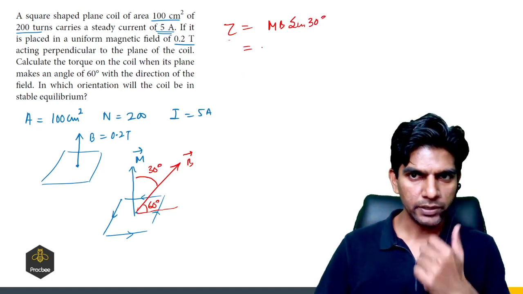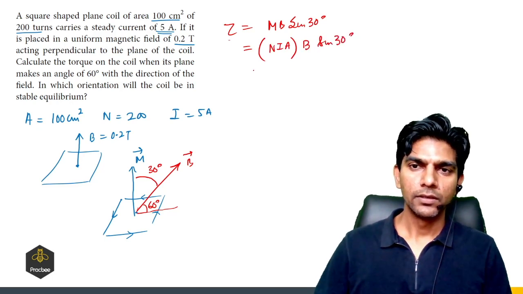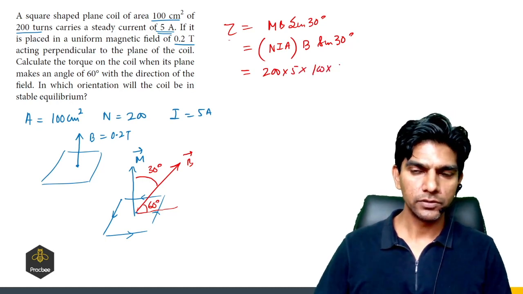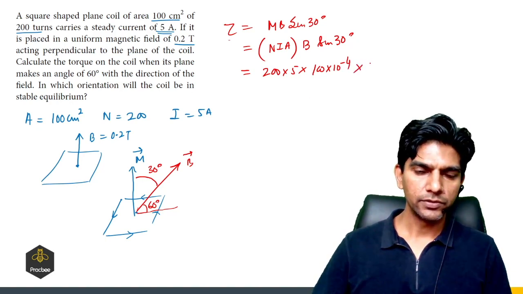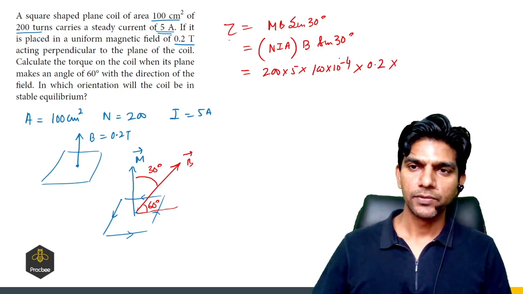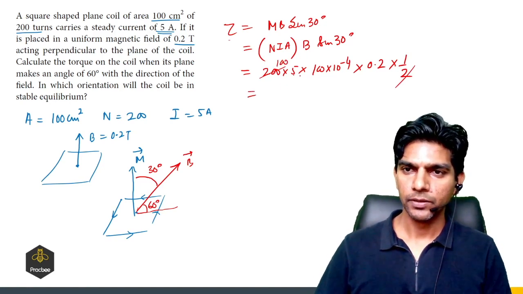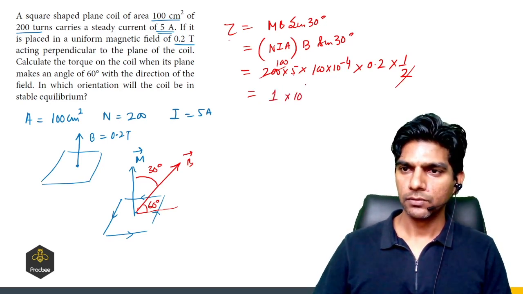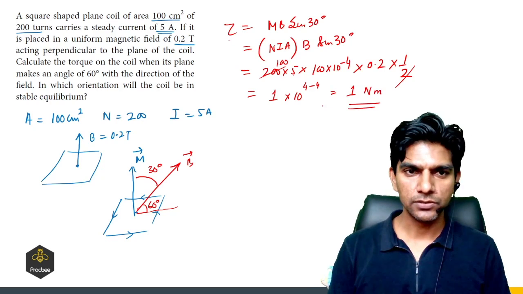So what is the magnetic dipole moment? It is N I A times B sine 30°. N is given as 200, current is 5, area is 100, let us convert this into SI units, so 10 raised to power minus 4, multiplied with the magnetic field, which is 0.2 Tesla, times sine 30, which is 1 by 2. So this will give us 100 here, and 5 and 0.2 will be 1. So 1 into 10 raised to power 4 minus 4. This comes out to be 1 Newton meter. So 1 Newton meter is the answer of this question.